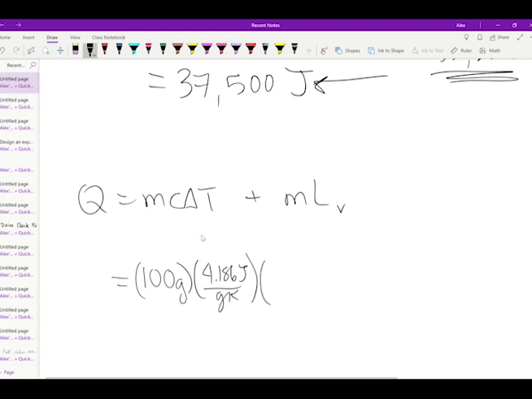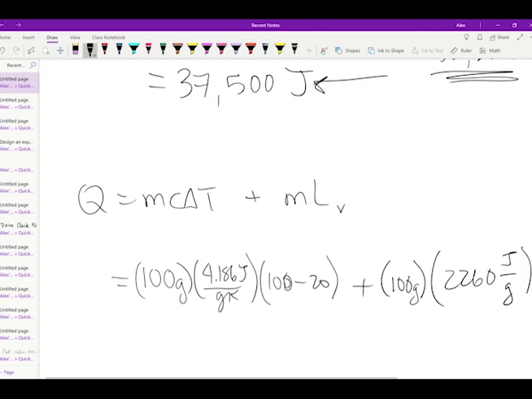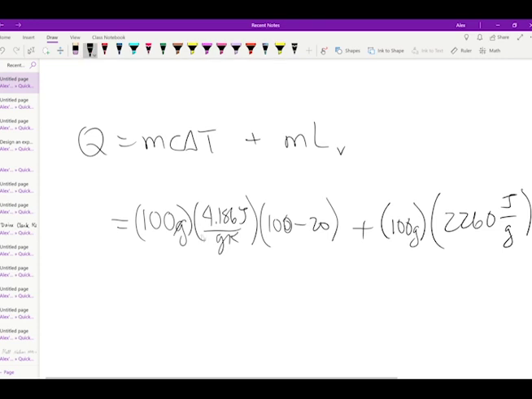So we've got 100 grams, the 4.186 joules per gram Kelvin, and we're going from 20 degrees to 100 degrees. So I've got 100 minus 20, that's 80. And that's going to equal, plus 100 times 2260 joules per gram. So the grams cancel, the kelvins cancel, and all we're left with is joules, which is great.